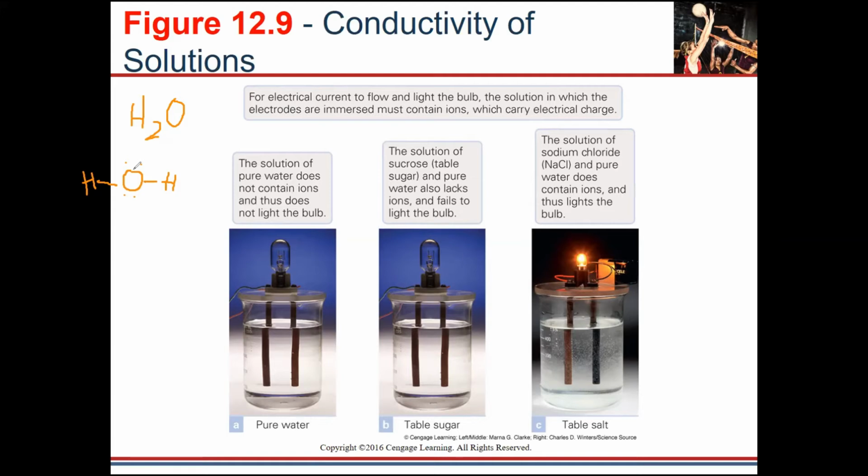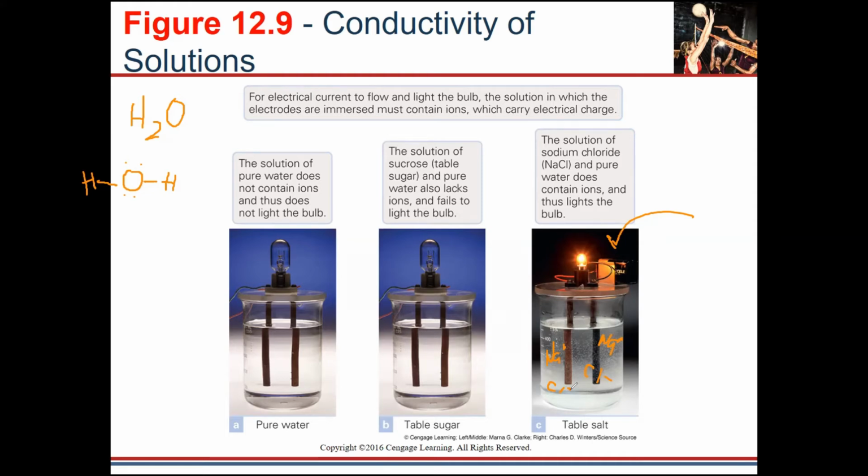Now, if we put salt in our water, which is what happens here, we have water and salt. So salt is going to break up into its ionic components: Na plus and Cl minus. And so these guys are going to be able to sit there and carry the electrons that are flowing through the electricity, right?